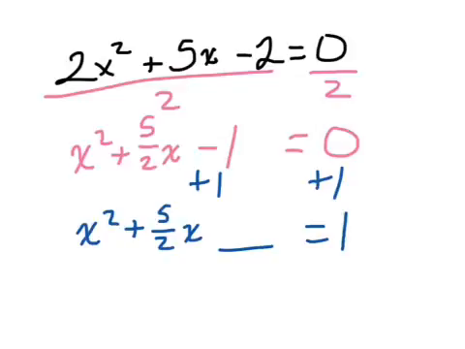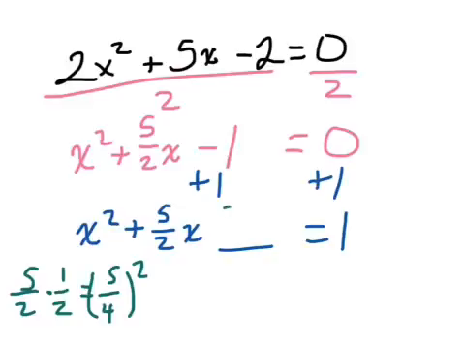Now we need to figure out what goes in that space. So we'll do 5 halves. We need half of that. So 5 fourths. And then we square that. So 25, we'll just use that line there, 25 twentieths. Got to add that over here as well.